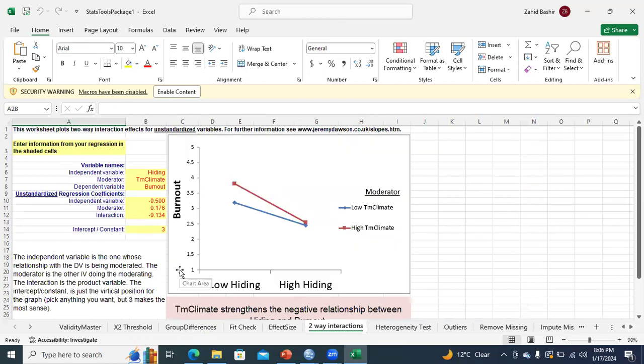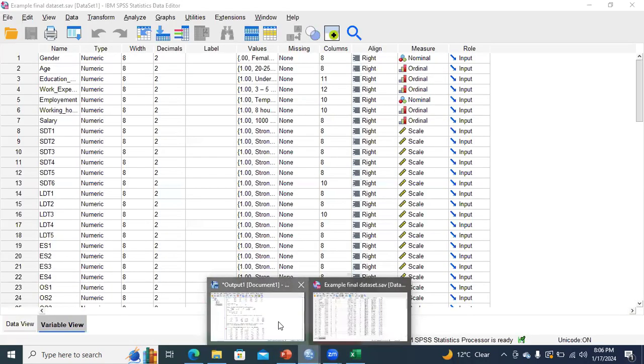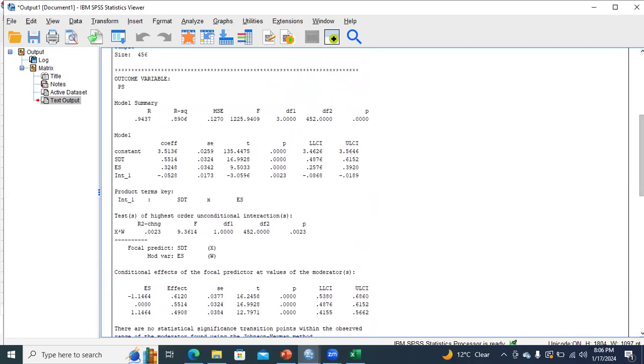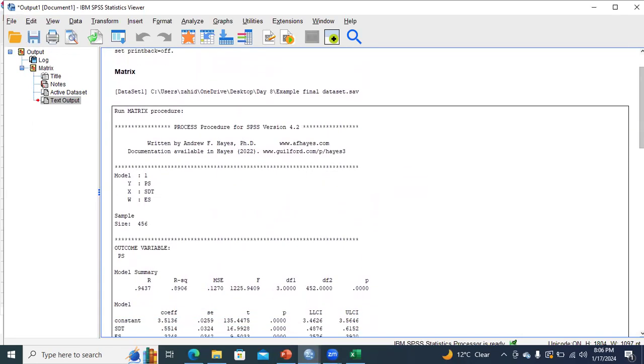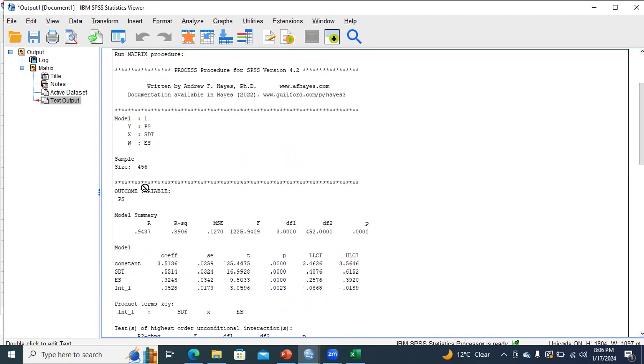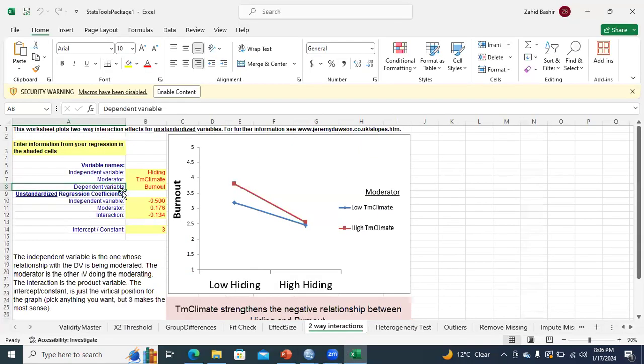So what you need to do over here, you need to tell this function what your independent variable, what your moderator, and what your dependent variable is. So you need to put the names over here. If I can see, my dependent variable was PS, I need to use the same name that I have used over here. So PS is my dependent variable, so I need to put PS over dependent variable like this. It is PS.